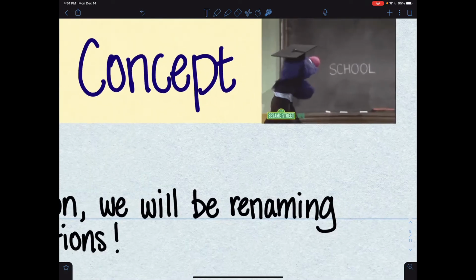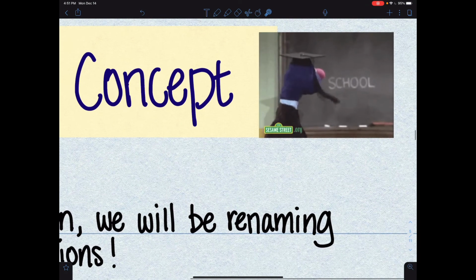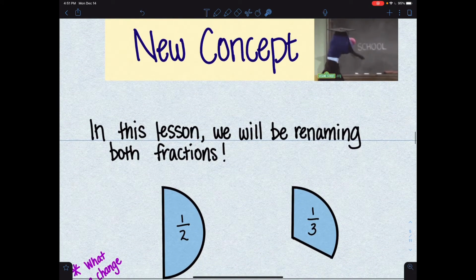There is cute little Grover right there. It looks like he's the professor in school. He's so cute. I love Grover. He's one of my favorite characters.